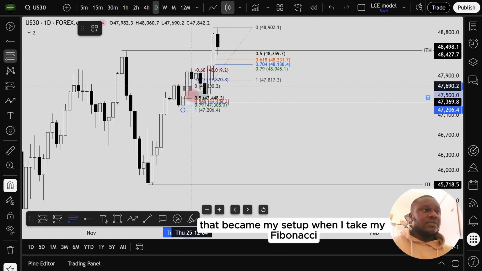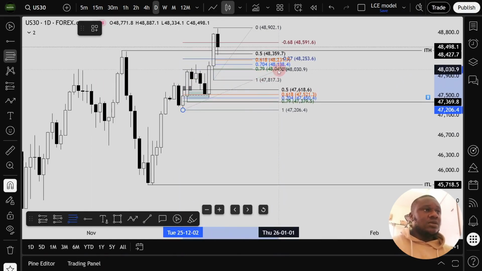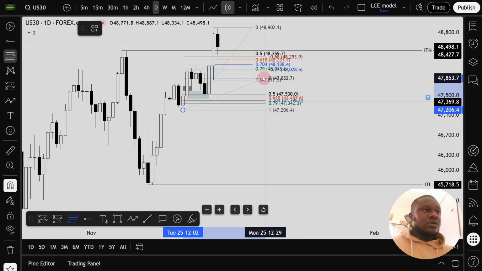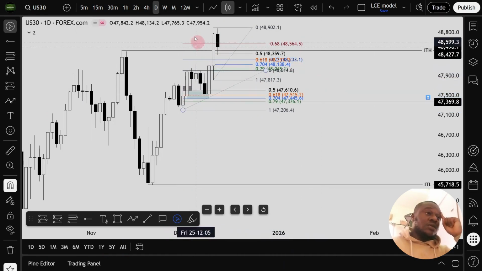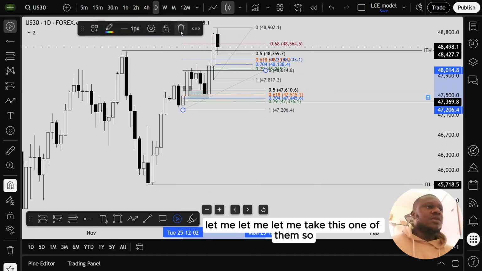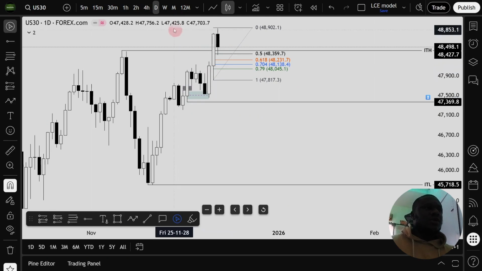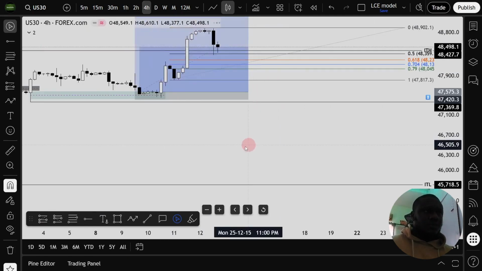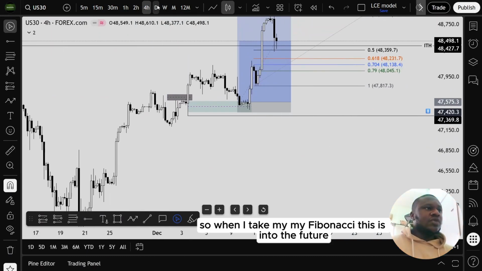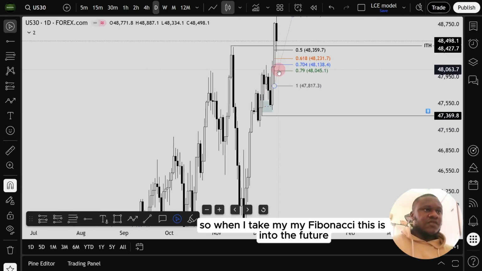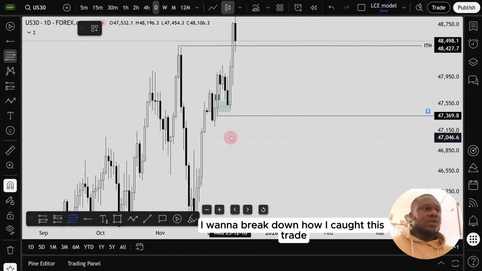When I take my Fibonacci, let me delete one of them. So when I take my Fibonacci, this is into the future. I want to break down how I cut this trade.